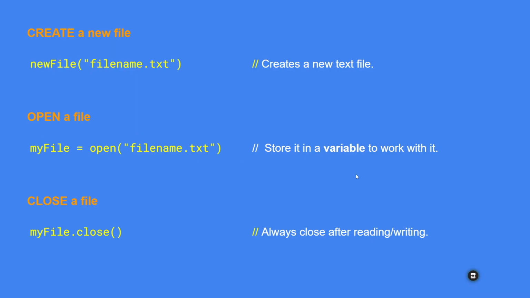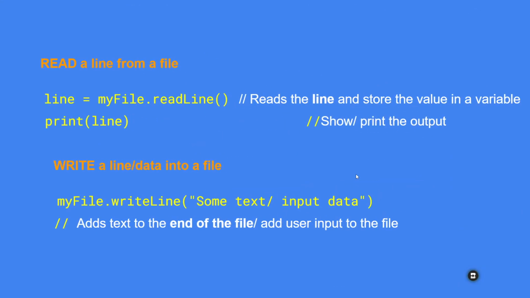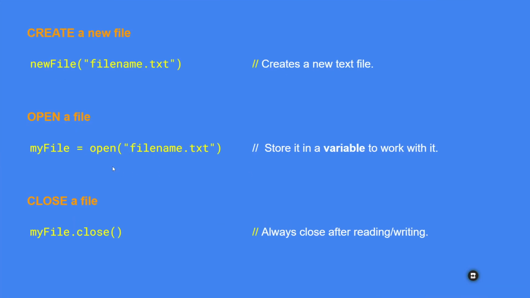Which is my file. Now let's go to the next. So we know how to create, how to open, how to close. Now in between, of course, we need to read and we need to write. Remember the file, when you open, we create a variable and the variable is my file. Now you'll see how important it is. We can point to this now.